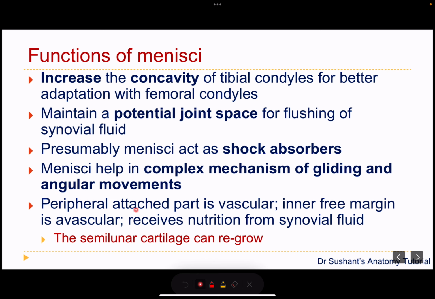The peripheral attached part of the meniscus is vascular. The inner free margin is avascular, and this avascular part receives nutrition from the synovial fluid. And very importantly, the semilunar cartilages can regrow if there is any damage happening to them.